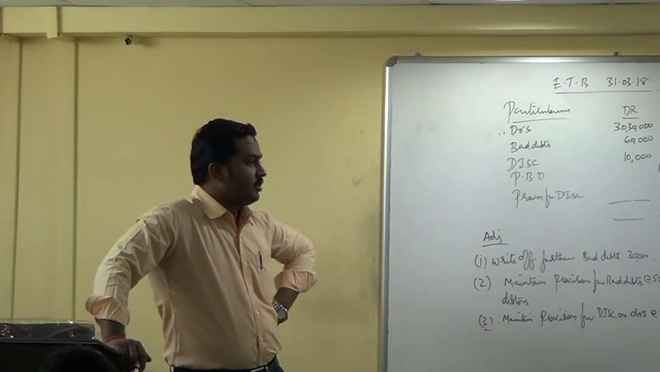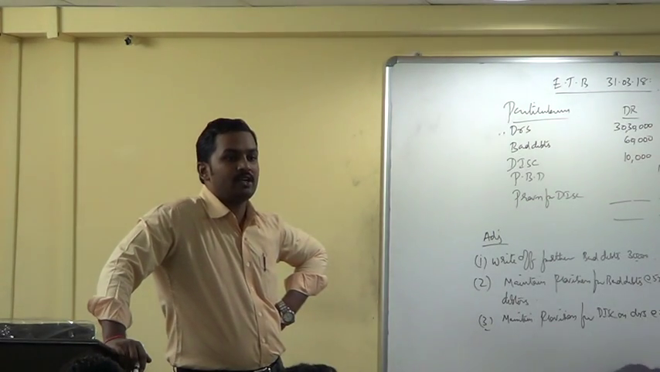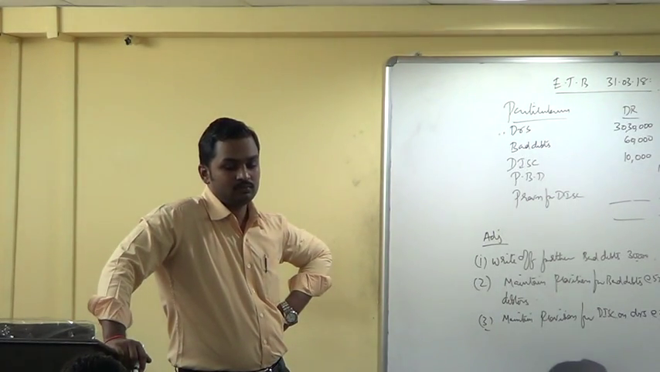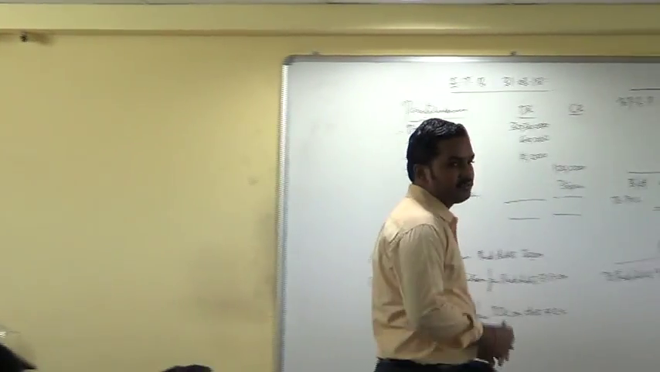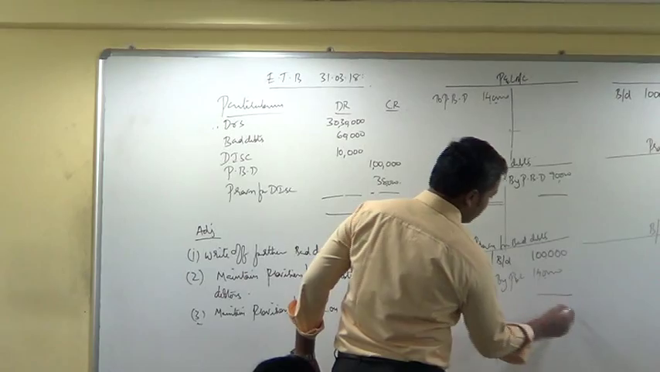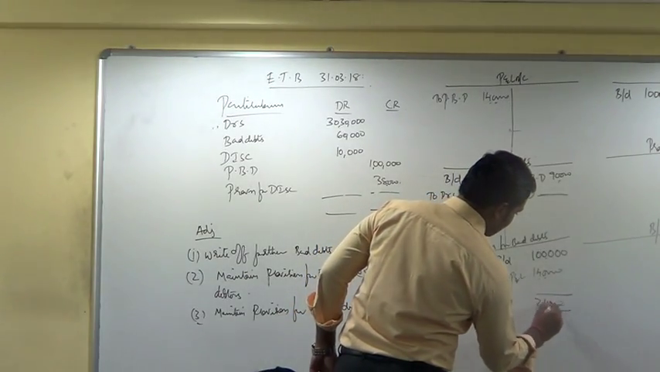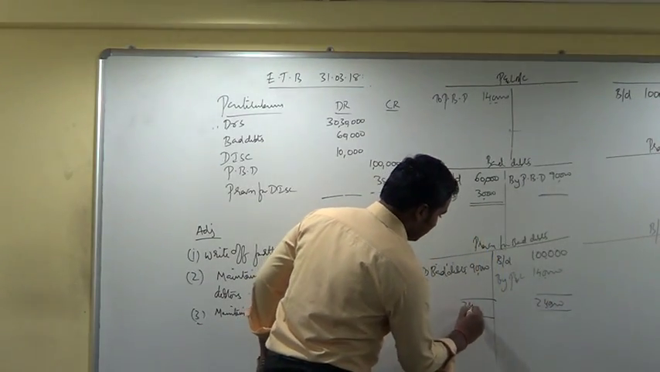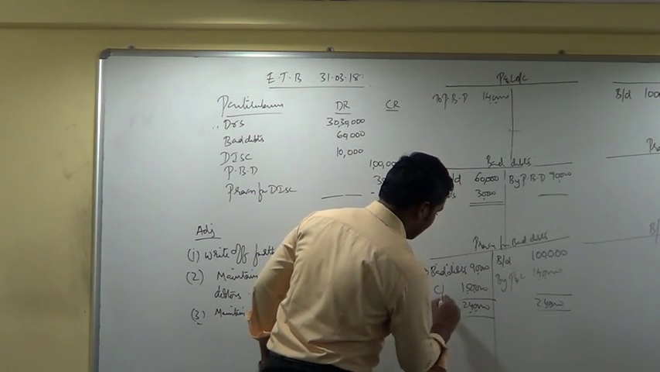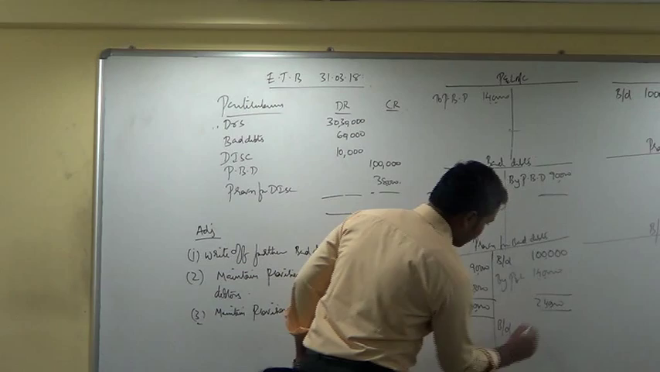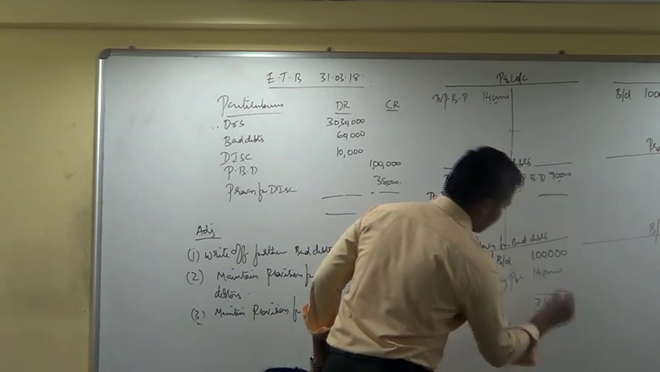P&L account will be debited. Provision for bad debts account will be credited. Now, before you take the next adjustment, balance provision for bad debts account. 240 is the total. Subtract 90,000. You have a balance of 1,50,000. Carried down, brought down 1,50,000.